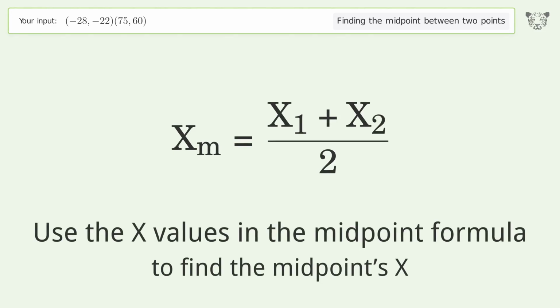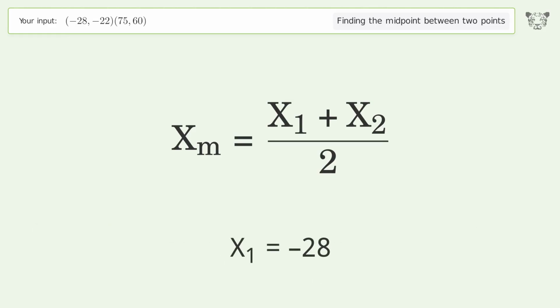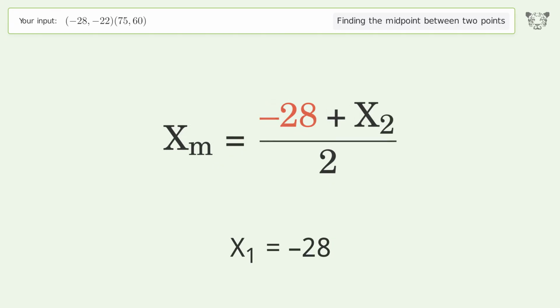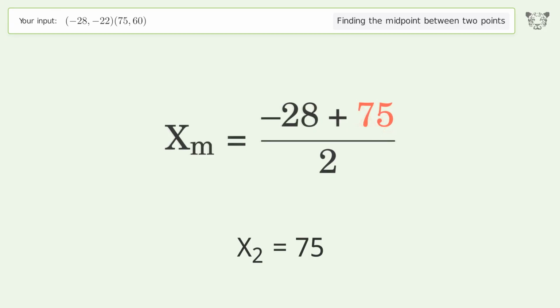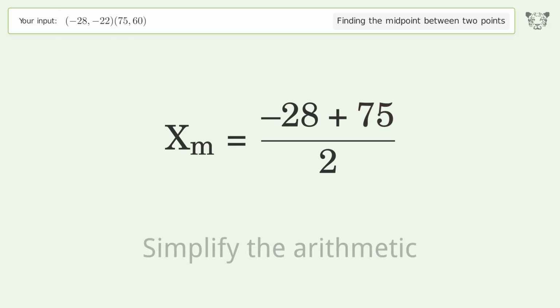Use the x values in the midpoint formula to find the midpoint's x. x1 equals -28. x2 equals 75. Simplify the arithmetic.